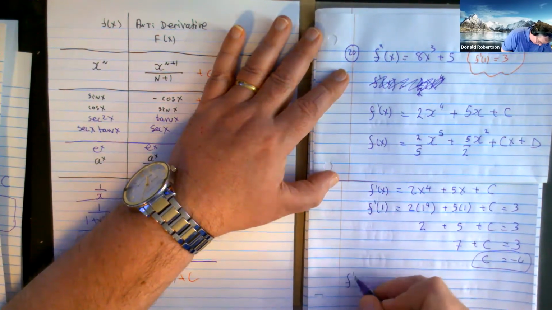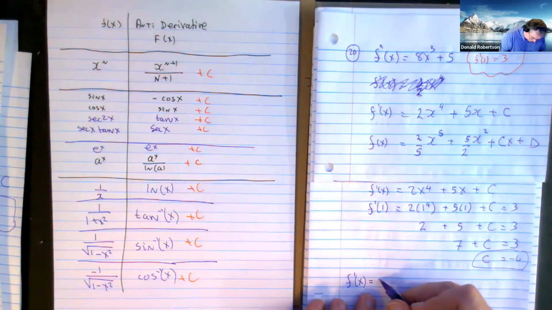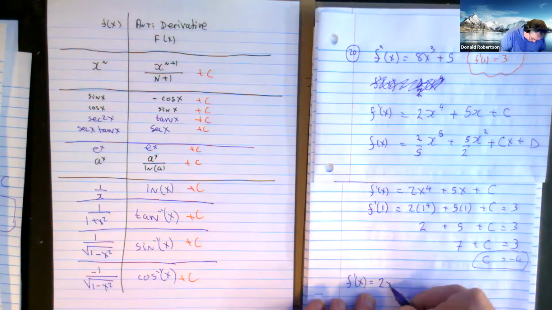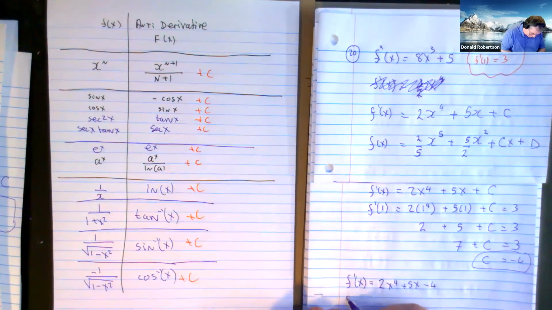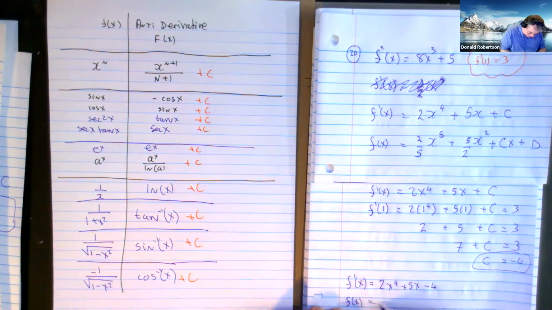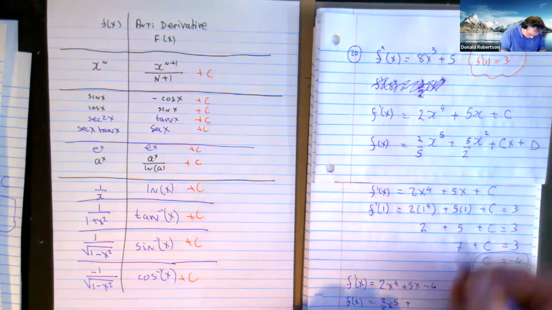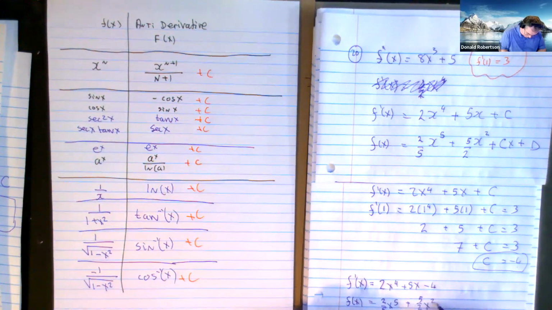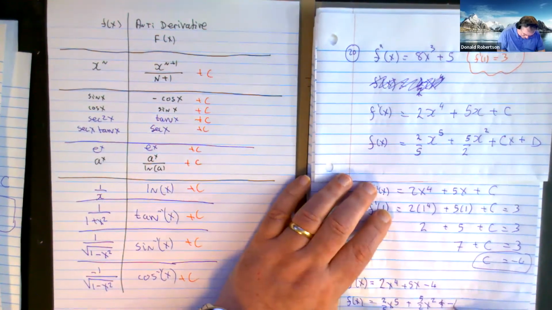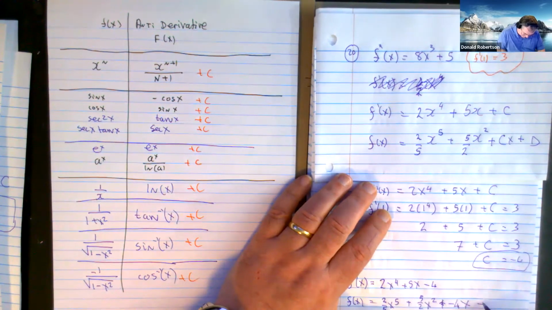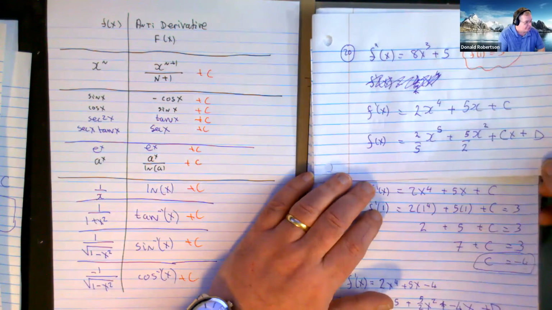Which means that I now know that f dashed of x is equal to 2x to the 4 plus 5x minus 4. I also know that f of x is 2/5 x to the 5, 5 over 2 x squared. But instead of cx, I can now write down cx as -4x plus d. Can you see where this is going?